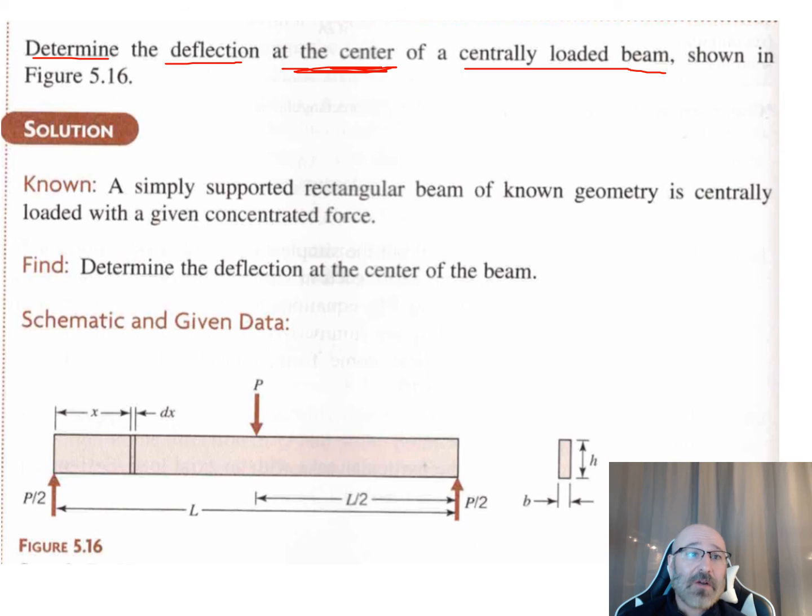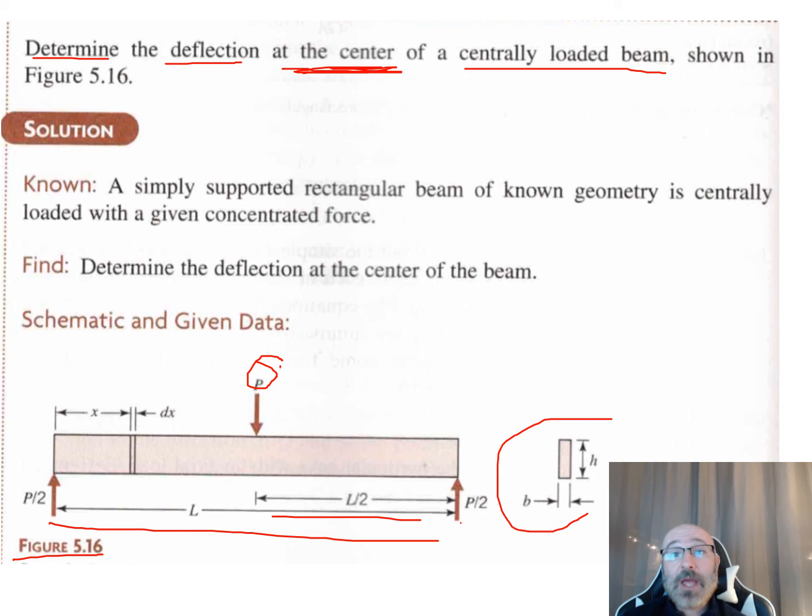So we can see this down here. There's our figure 5.16. There's a centrally loaded beam right there at P. If the whole beam is L, this is L over 2 where it's centrally loaded. And we want to find the deflection at that point as well. So if this is P, then we've got a P over 2 and a P over 2 for our supports.